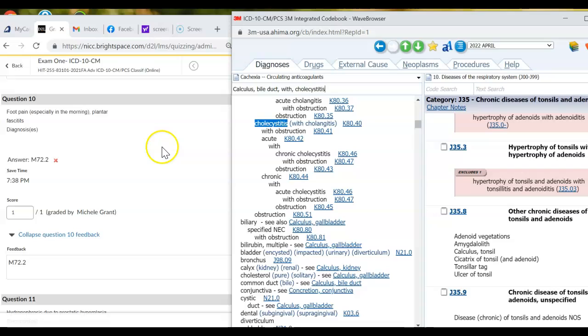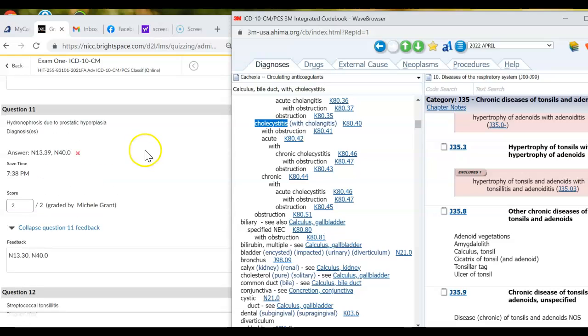This one here, we have foot pain, especially in the morning, plantar fasciitis. Another thing here, foot pain is a sign or symptom of plantar fasciitis, so we do not code it. We only want one code here. A lot of you put two codes. Again, these are things that we learned last year at the beginning of the semester.